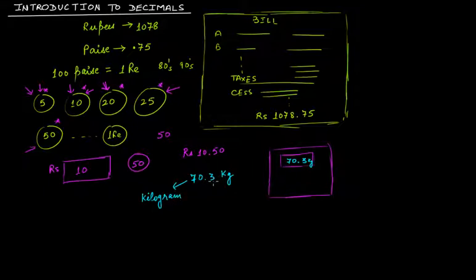But what about this one? That is 3. So this 3 is actually telling you about the grams. This portion is telling you about kilograms, and after this point, that is the decimal point, it's telling you about the grams. So here you have 3 grams.